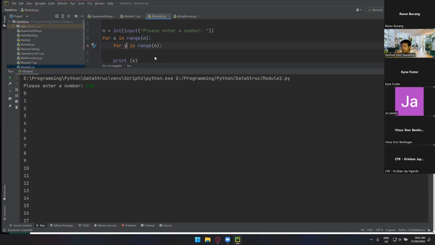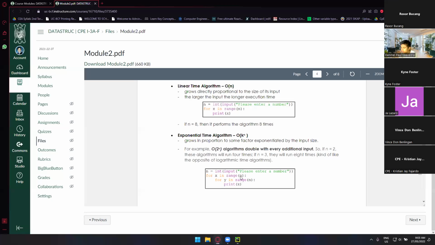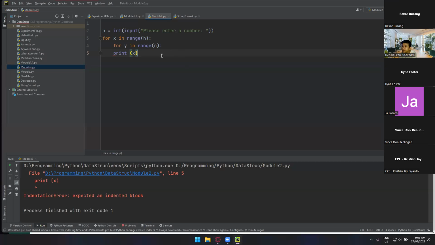For y in range n, print x. X, print x. What are we missing?